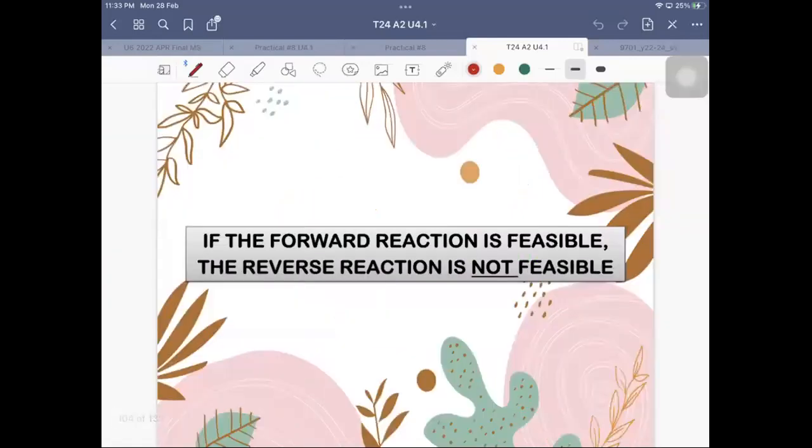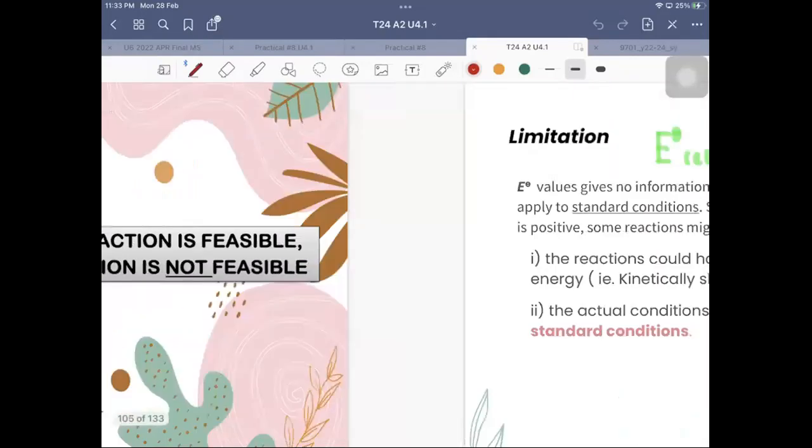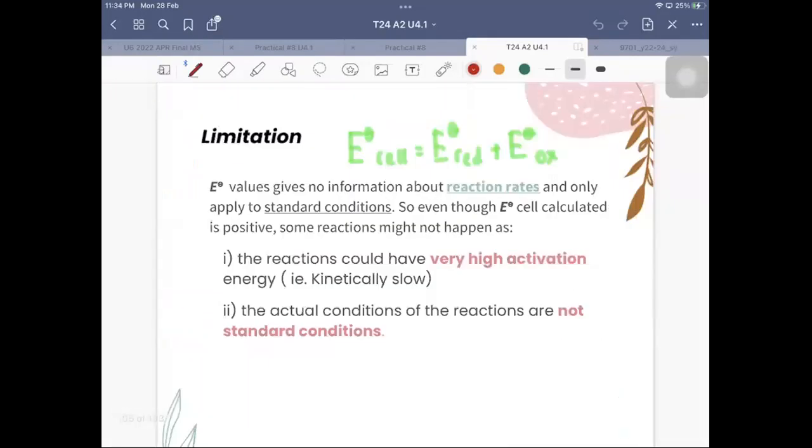Okay, another thing that we have not seen yet, but you should know that if the forward reaction is feasible, then the reverse reaction is not feasible. I hope to show you later with one example where numerically it is proven. That means if the forward reaction E cell is positive, then of course the reverse reaction E cell will be negative.